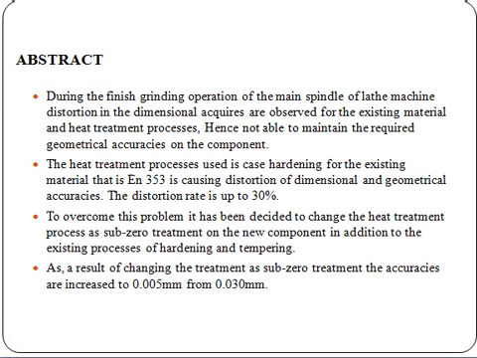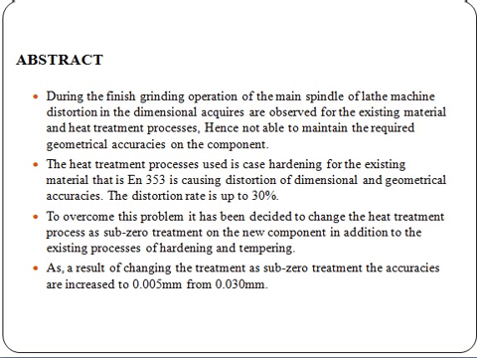Abstract. During the finishing grinding operation of the main spindle of the lathe machine, distortion of dimensional accuracies is observed for the existing material and heat treatment process, hence the required geometrical axis cannot be maintained on the component. The heat treatment process used is case hardening of the existing material, EN353, which is causing distortion of dimensional and geometrical accuracies. The distortion rate is up to 30%.